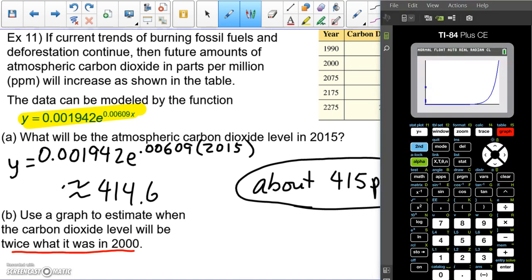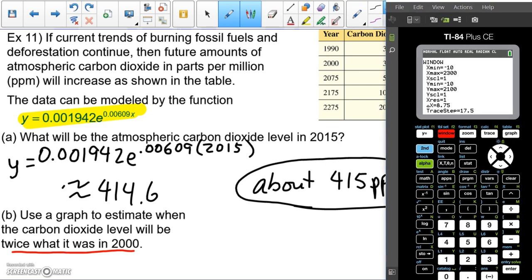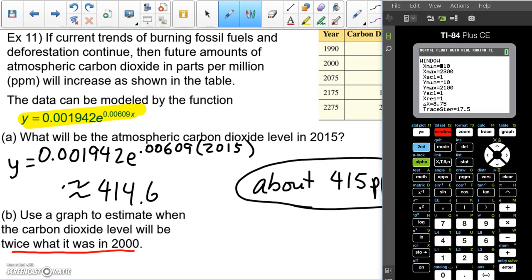And so if I go to my window here on the calculator, you can see I set my X numbers from -10 to 2300. That's going to get my years. And I set my Y from -10 to 2100. That's going to get my carbon dioxide levels. So you really need to look at that. Otherwise, you'll never be able to see your graph.